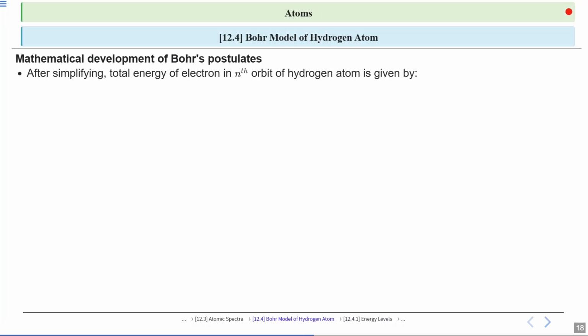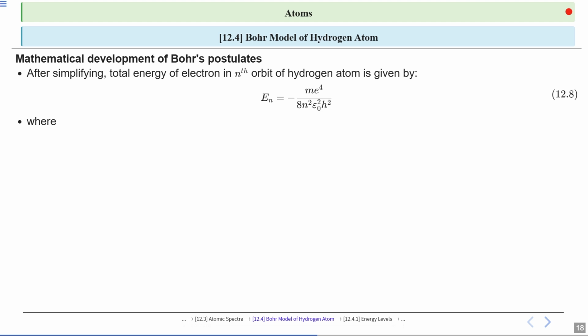So first, let's look at the total energy of an electron in the nth orbit of a hydrogen atom. After simplifying Bohr's equation, we get a formula that tells us exactly how much energy the electron has in any orbit. So here is the energy formula. En equals minus m e raised to power 4 upon 8 n square epsilon naught square h square. The negative sign shows that electron is bound to the nucleus. The energy is lower than if the electron were free.